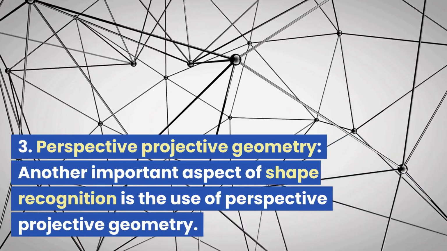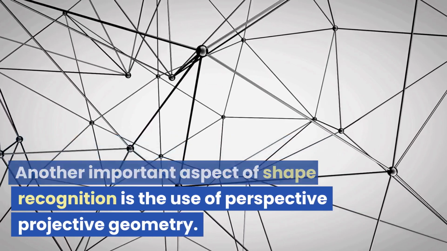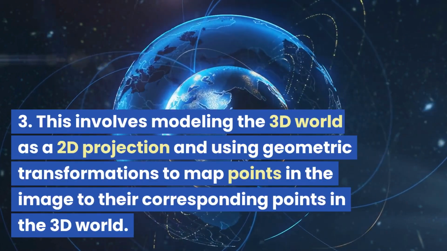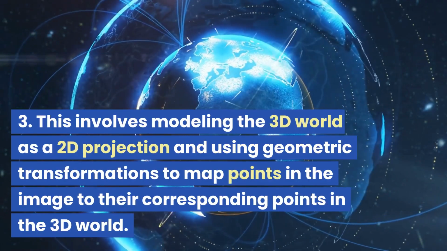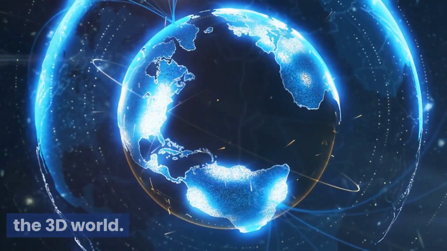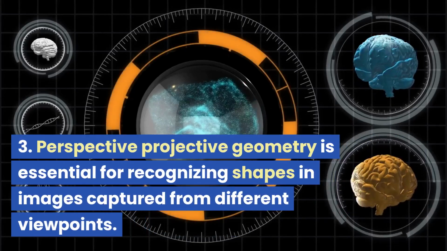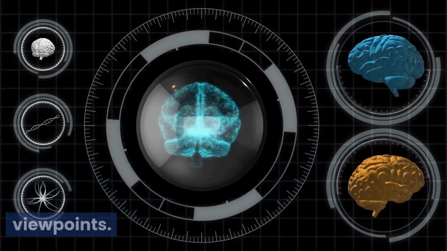3. Perspective projective geometry. Another important aspect of shape recognition is the use of perspective projective geometry. This involves modeling the 3D world as a 2D projection and using geometric transformations to map points in the image to their corresponding points in the 3D world. Perspective projective geometry is essential for recognizing shapes in images captured from different viewpoints.